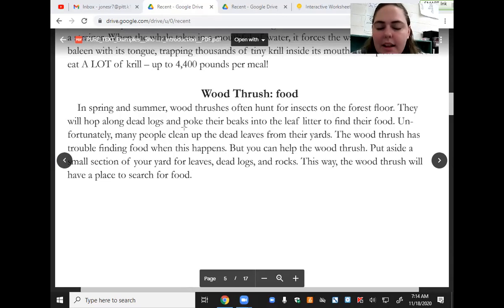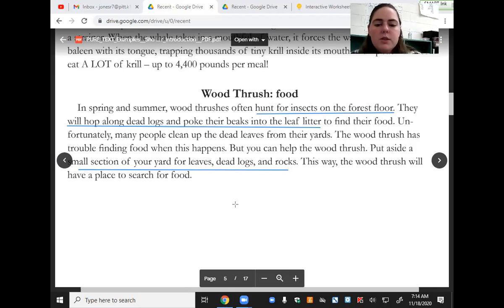So they hop along dead logs, poke their beaks in the leaf litter. We can help them by putting aside a small section of yard for leaves. You know, they hunt for insects on the forest floor. So this one didn't have a lot, but it did have some that show us, describe how the wood thrush searches for food.